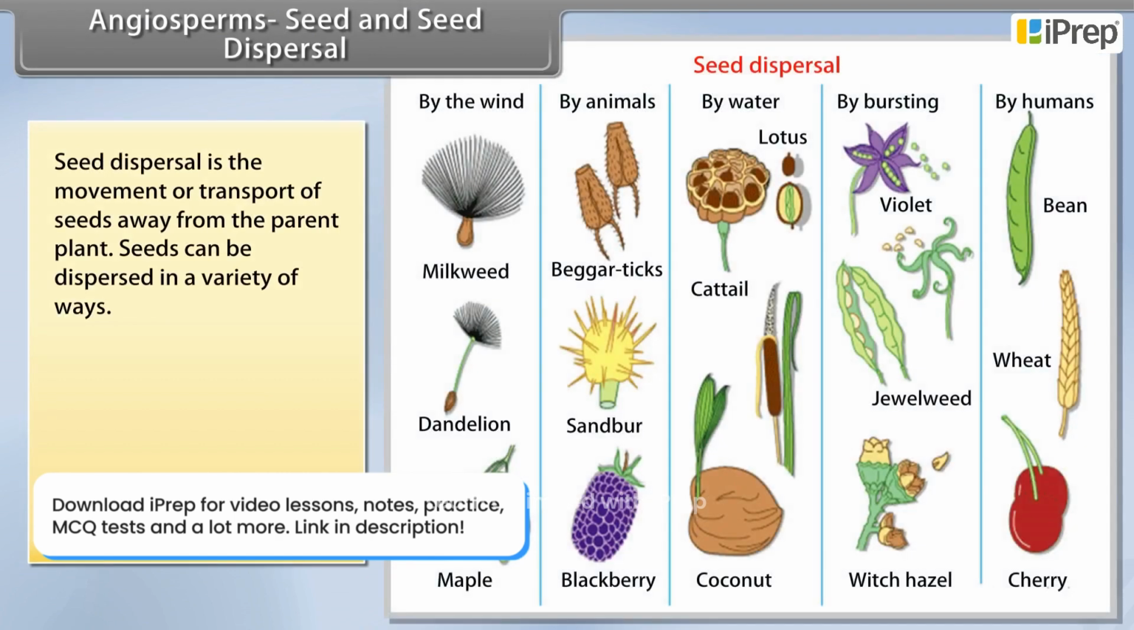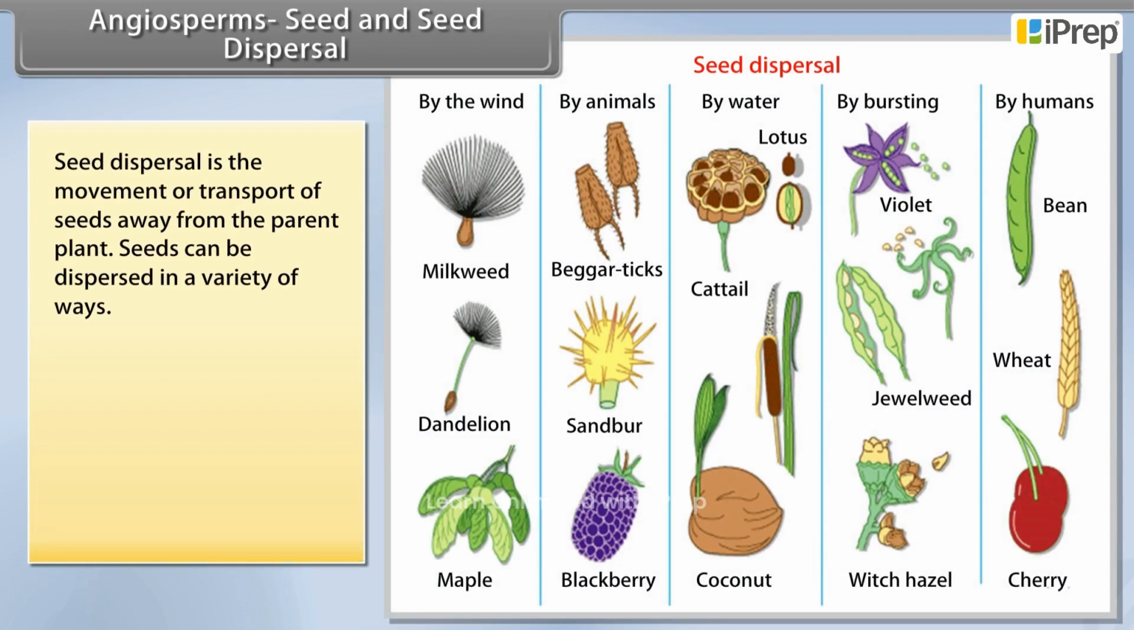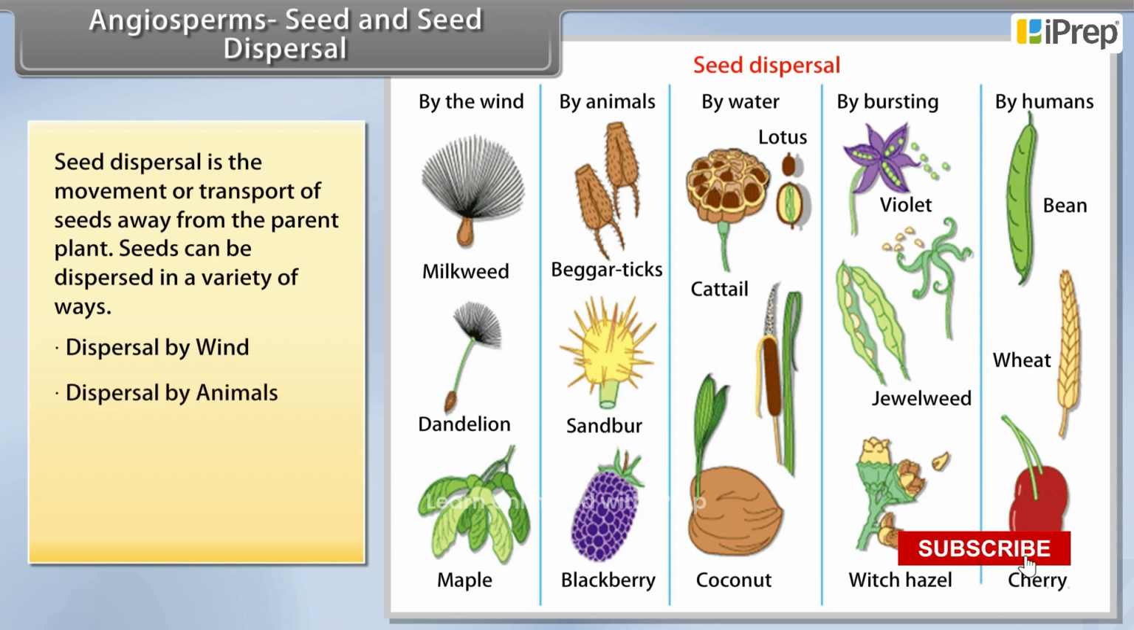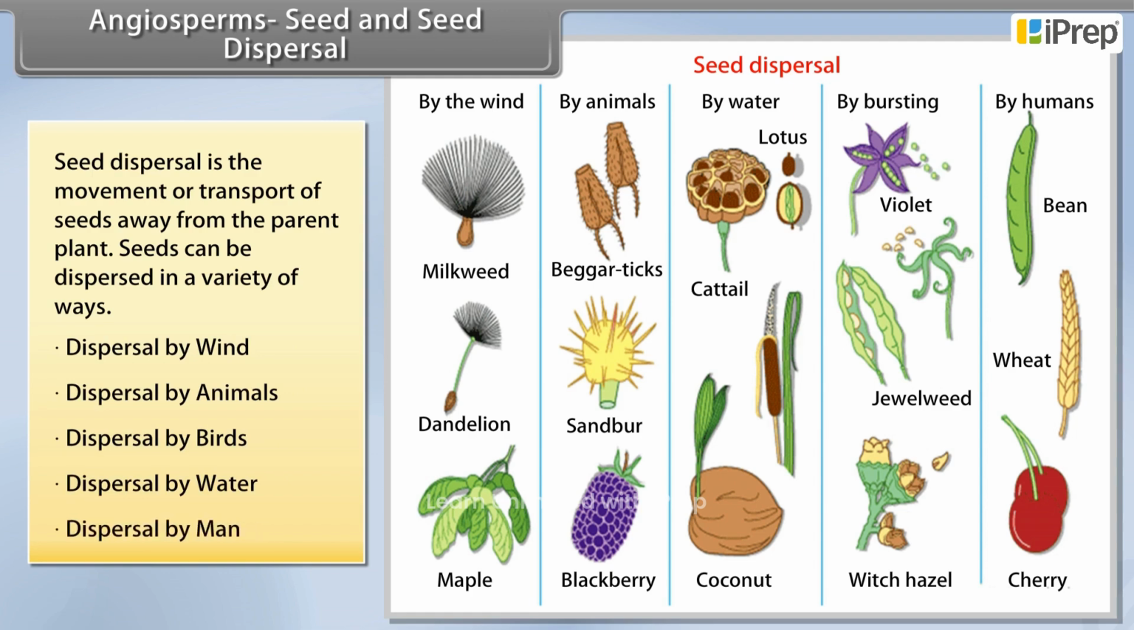Seed dispersal is the movement or transport of seeds away from the parent plant. Seeds can be dispersed in a variety of ways. Dispersal by wind, dispersal by animals, dispersal by birds, dispersal by water, dispersal by man.